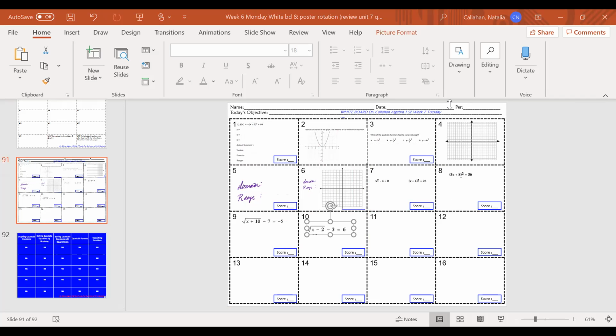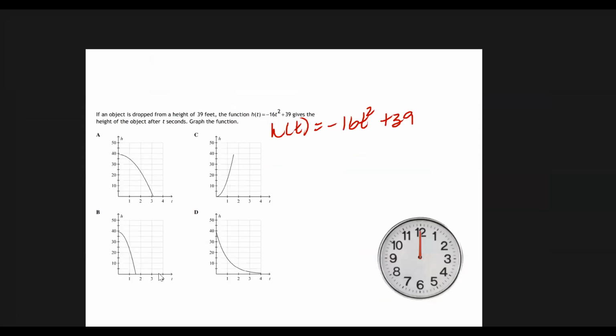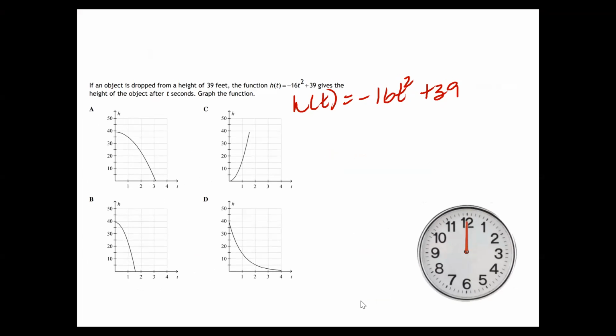All right, let's go on to number 11. For number 11, it says which one of these graphs represents this equation? Well, because this has a negative, you know it's going to be a sad face. So it can't be A, or actually it could be A, just kidding. It can't be C, and it cannot be D.